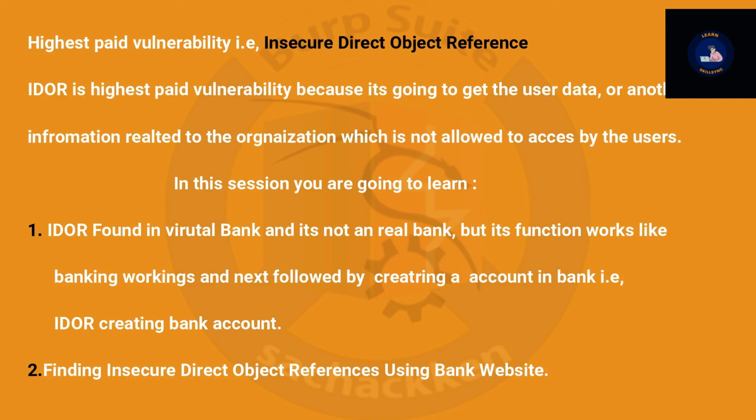And next, moving on to the highest paid vulnerability, that is insecure direct object reference. IDOR is the highest paid vulnerability because it can get user data or any other information related to the organization which users are not allowed to access. In this session, you are going to learn the IDOR found in a virtual bank. As I said, it's a virtual bank, but its functions work like a banking website.